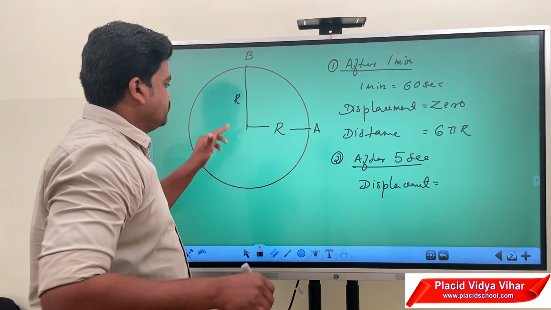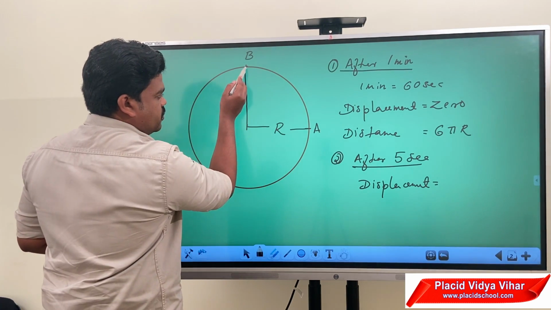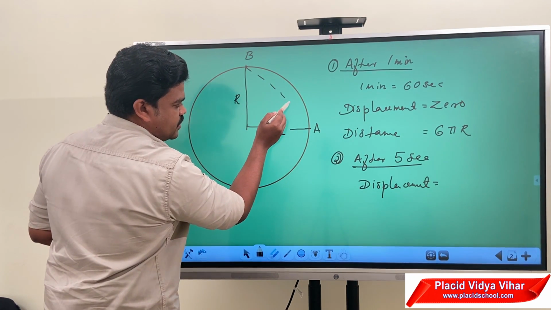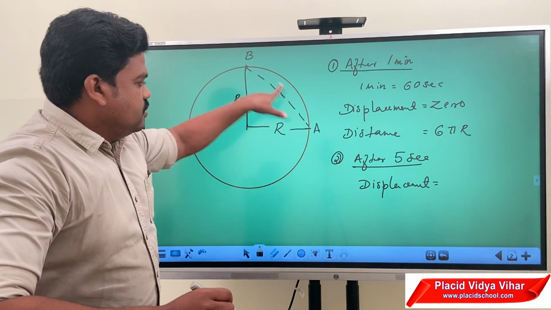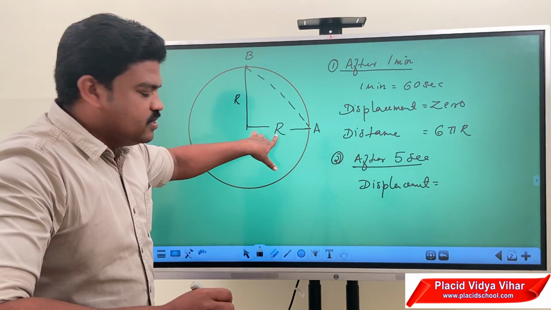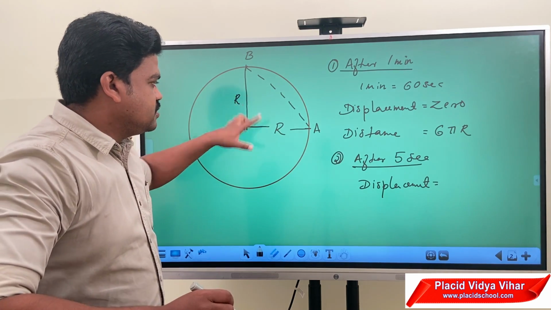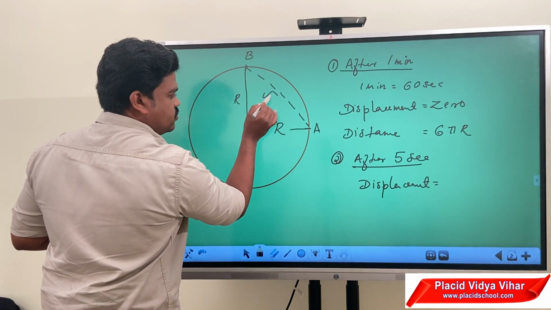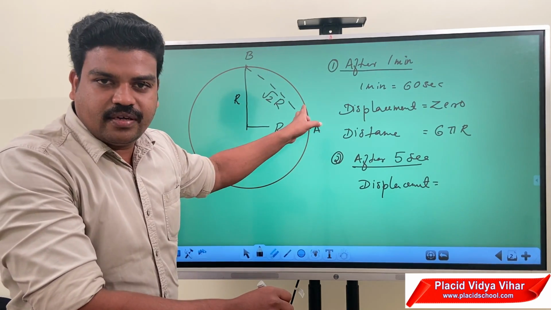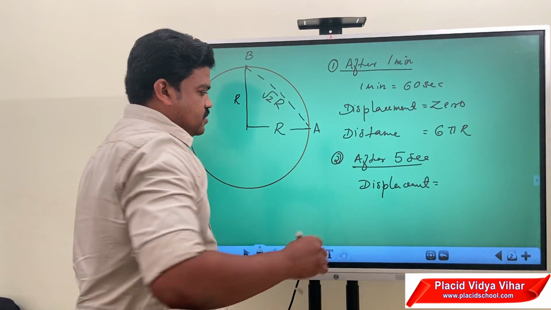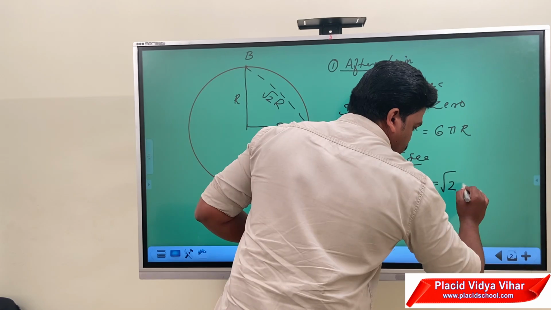Displacement is equal to, we can join these 2 points A and B. Just by joining the 2 points A and B, a right angle triangle is formed. Its base is r, altitude is r, then this is root 2 times r. So the displacement of that athlete after 5 seconds is equal to root 2 times r.